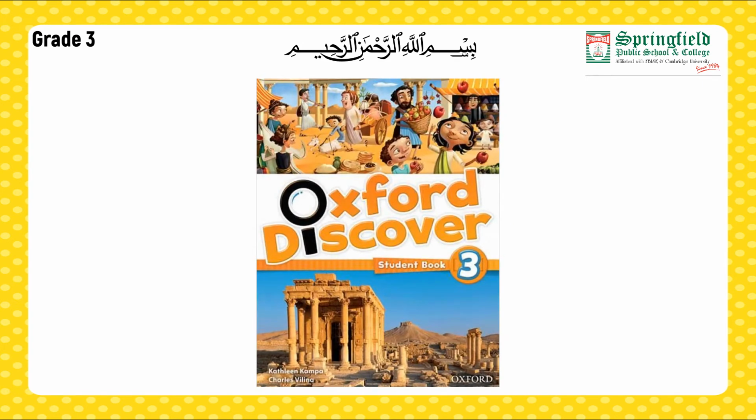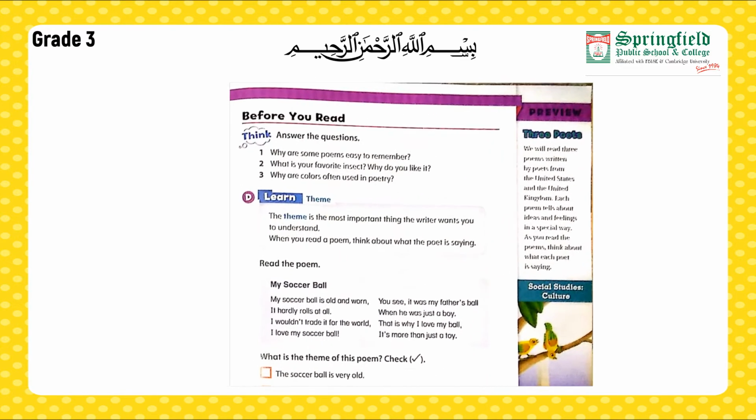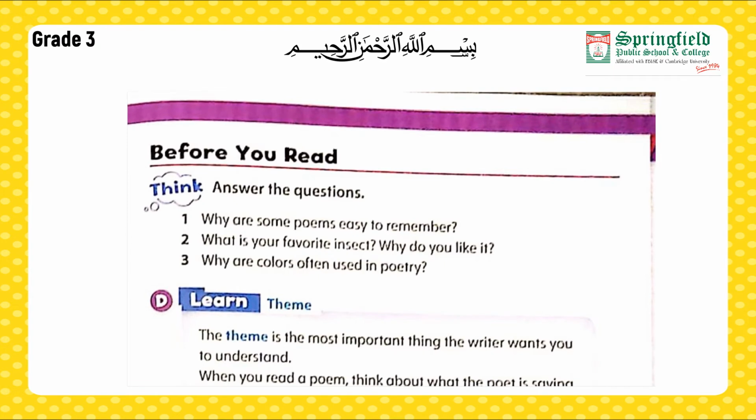So students, moving towards your Oxford Discover student book, page number 49. Before you read, think. First of all, we have been given the think portion and there are 3 questions. We have to think about them. Question number 1. Why are some poems easy to remember? Think about it. Why are some poems so easy to remember? I think because of the rhyming words.